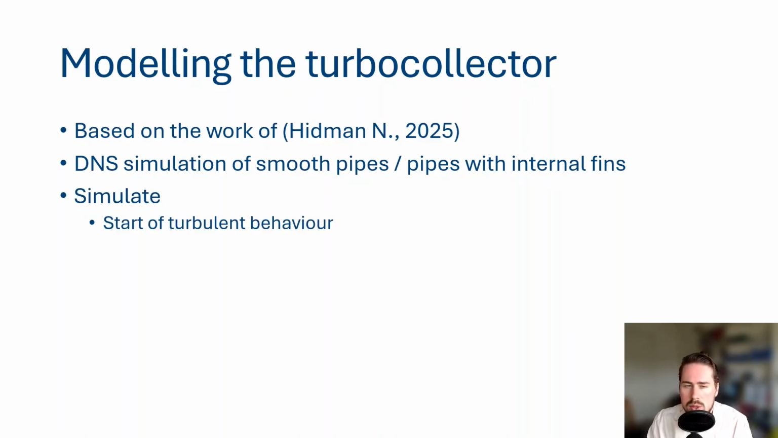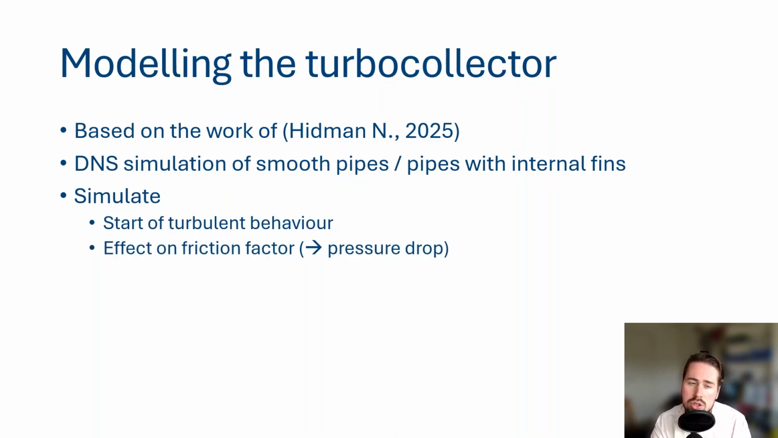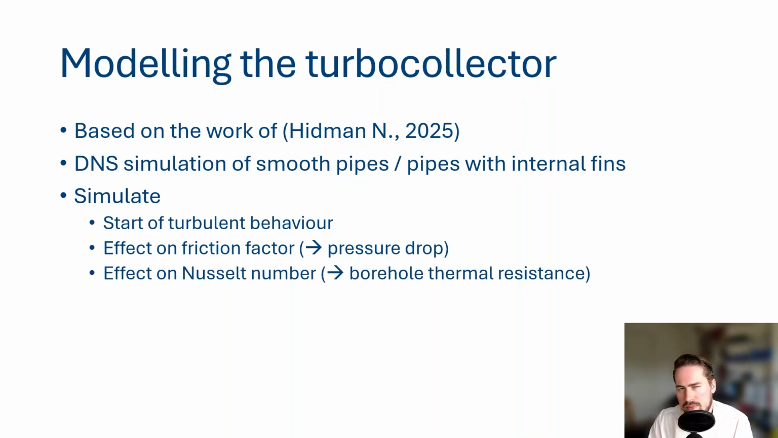And what they simulated was basically when the turbulent behavior starts, both for smooth pipes and pipes with internal fins. They researched the effect on the friction factor, so adding fins increases the pressure drop, or the friction factor. And also the effect on the Nusselt number. We didn't talk much about the Nusselt number yet.